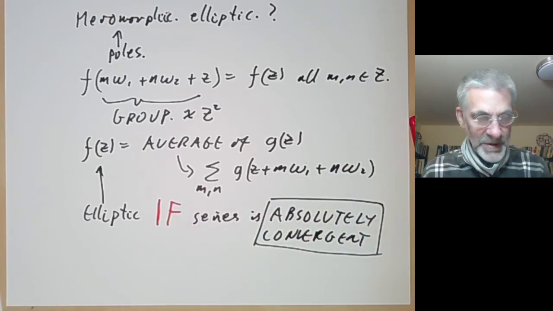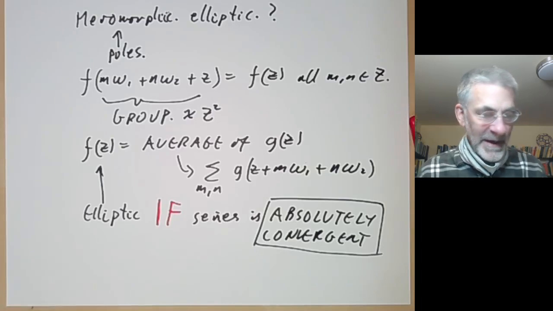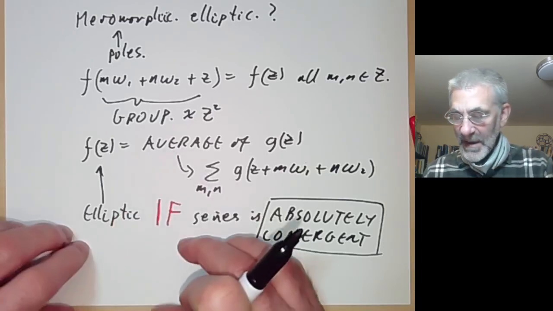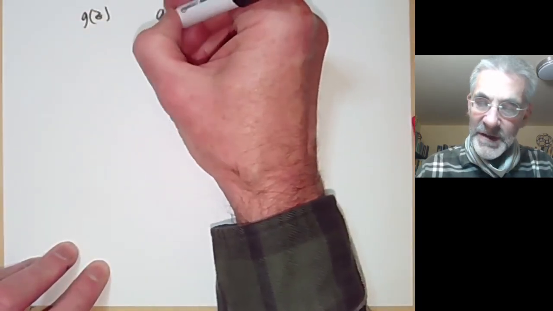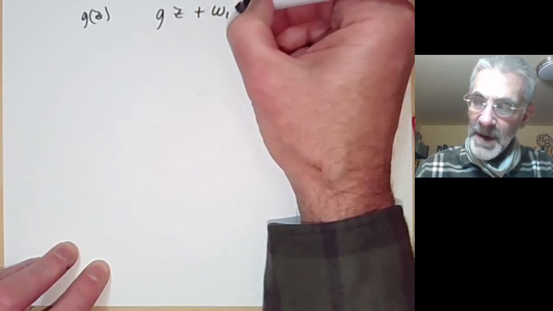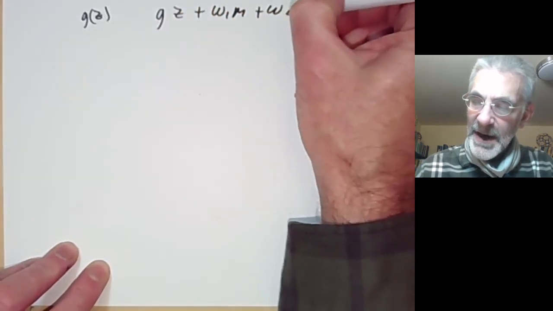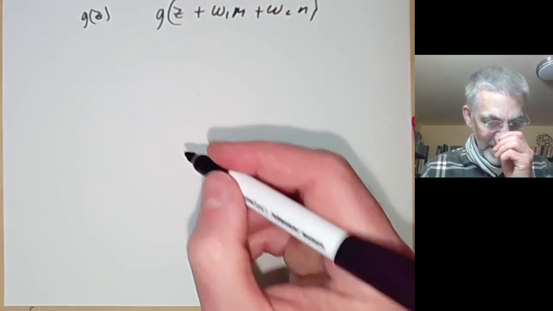So what we've got to do now is investigate when this series is absolutely convergent. We've got this function g of z, and we're looking at all the values g of z plus omega 1 m plus omega 2 n. So let's draw them all.